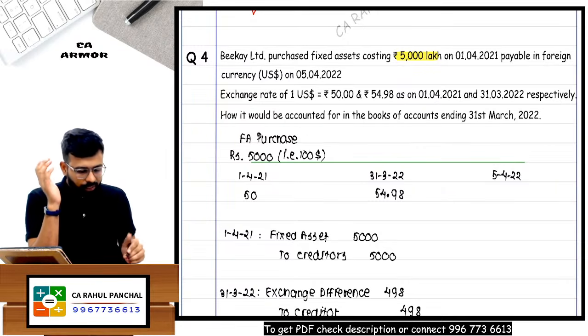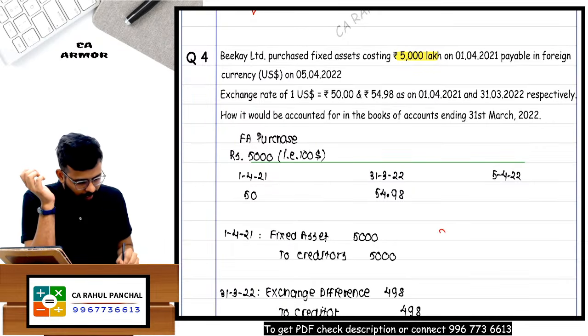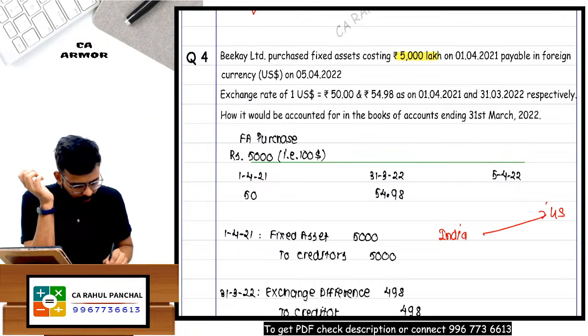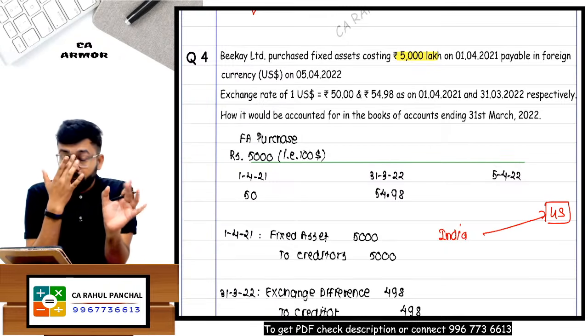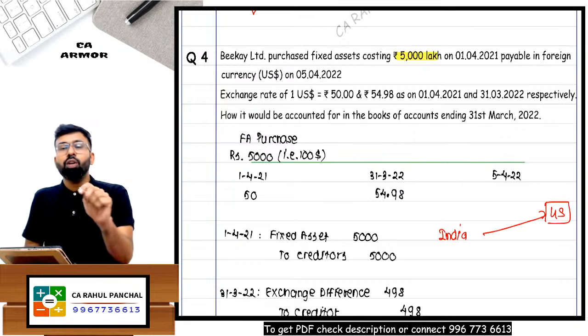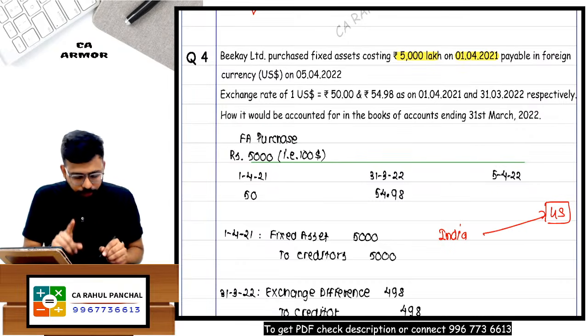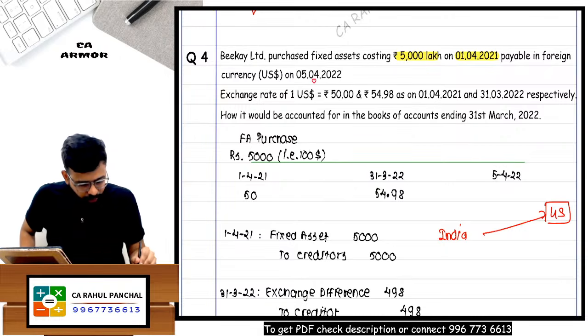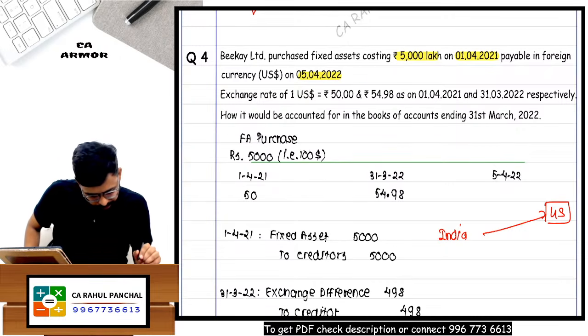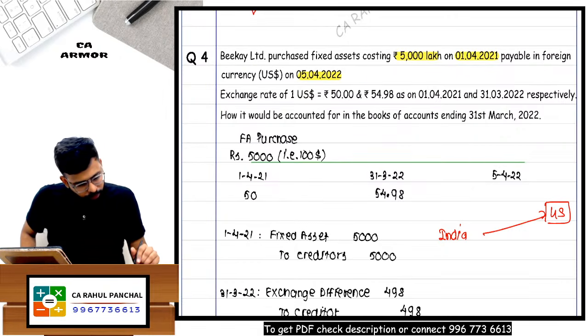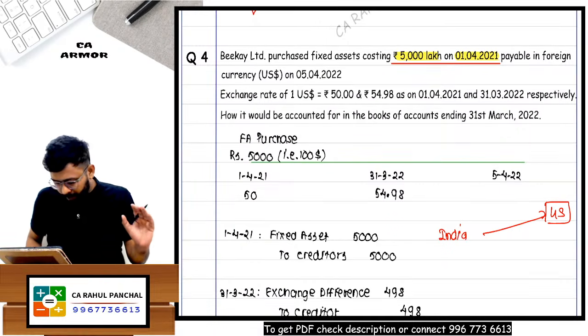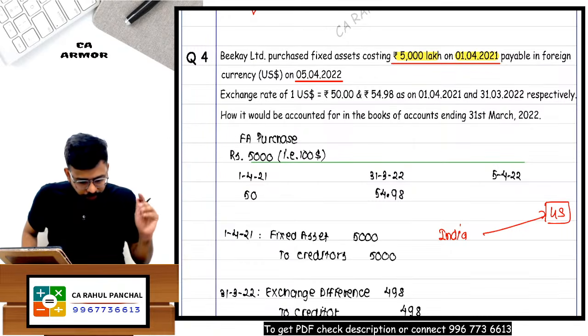Let us say I am in India and I have purchased this asset from the US. So it should be in dollars, but just to confuse you, it is given in rupees. Ahead it is written that on 1st April I have purchased in foreign currency, a payable in foreign currency on this date. I have purchased this asset on 1st April, and the payment will be made on 5th April.